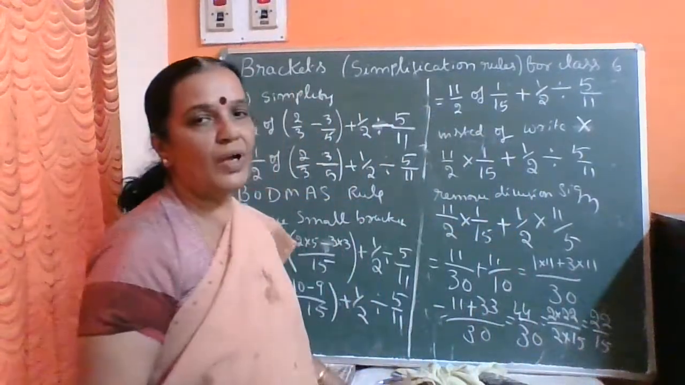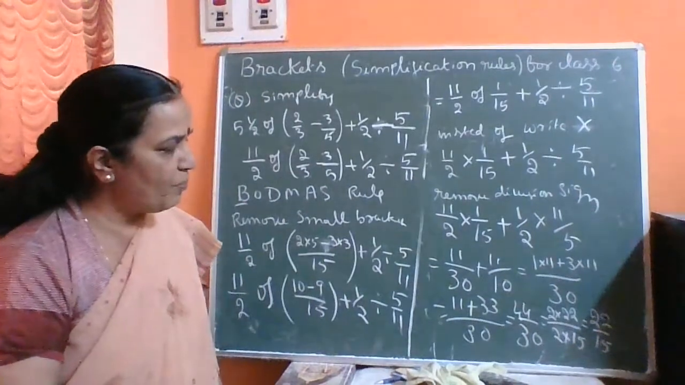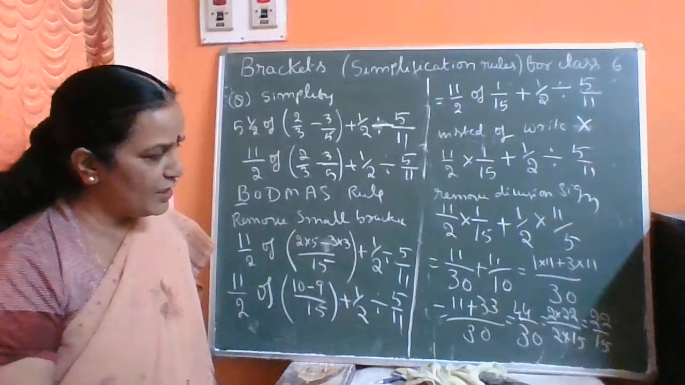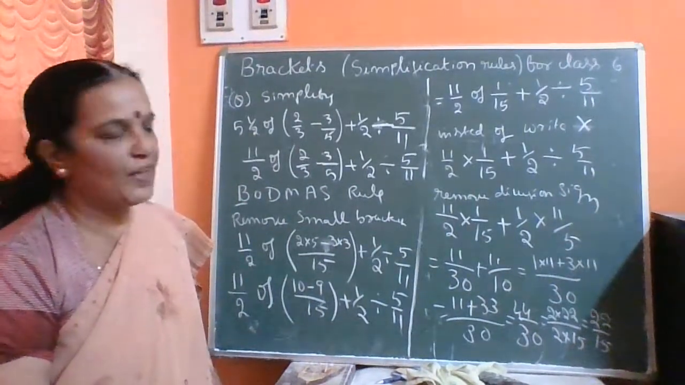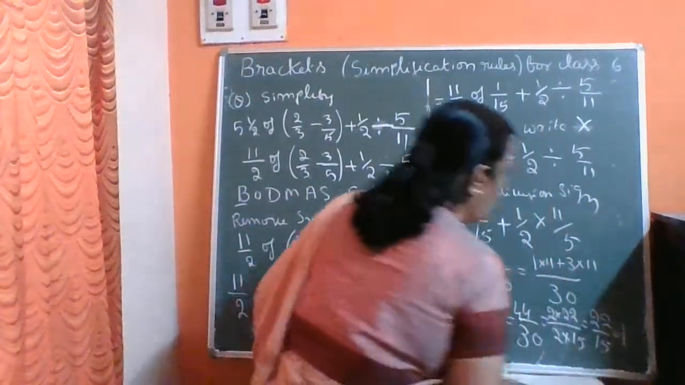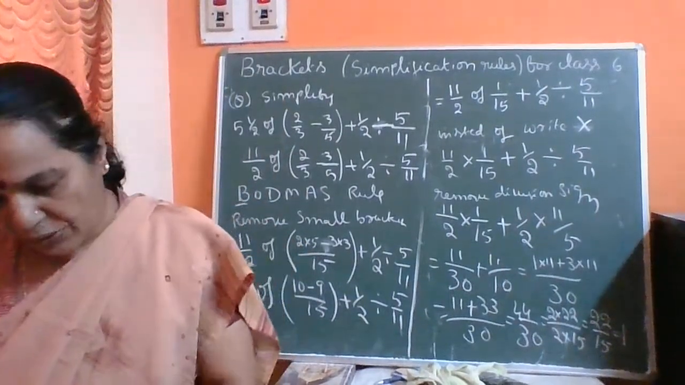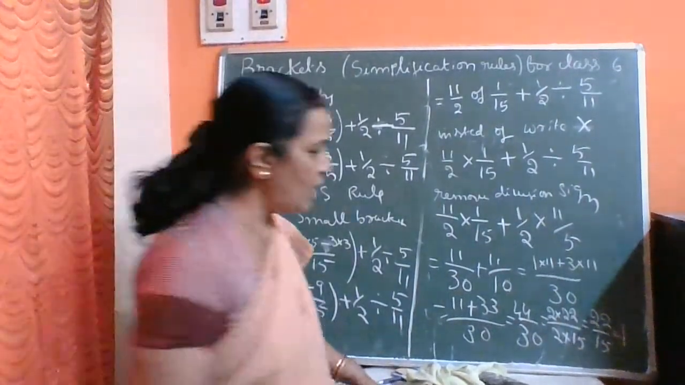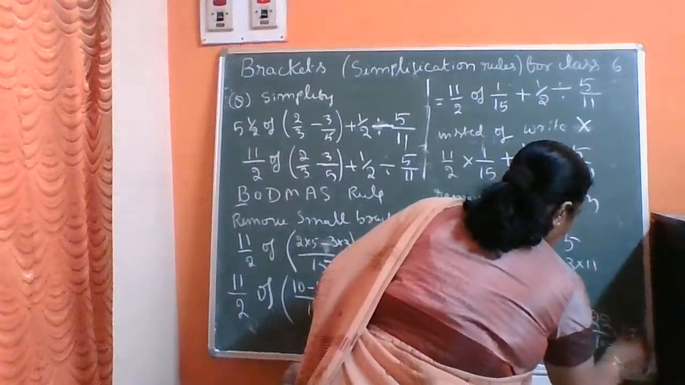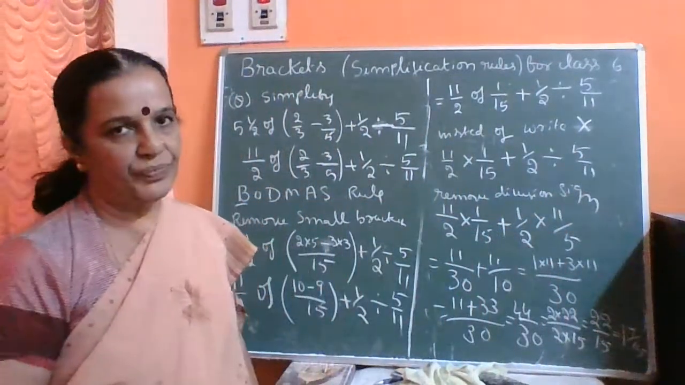Then you have to convert this improper fraction into mixed fraction, that is 15 ones are 15, and then you are going to get 1 and 7 by 15.